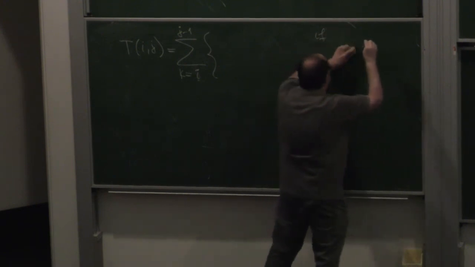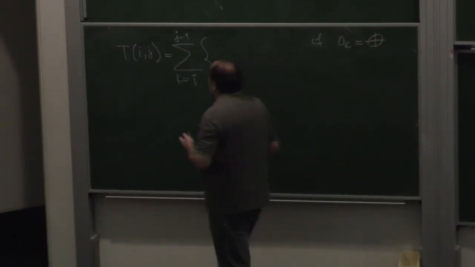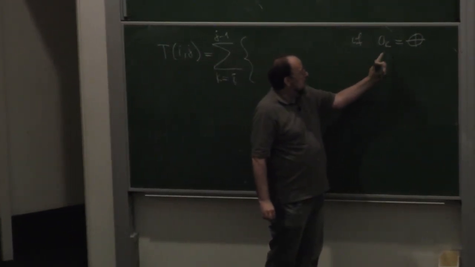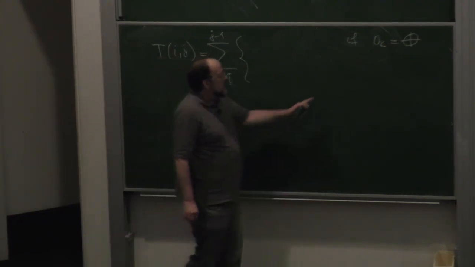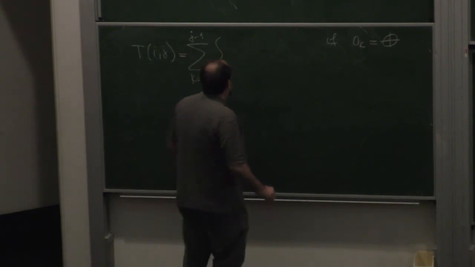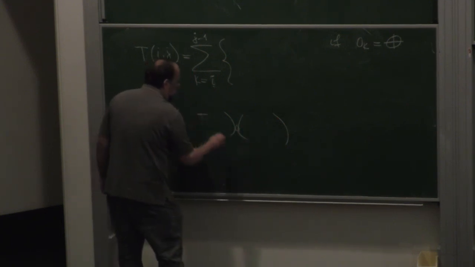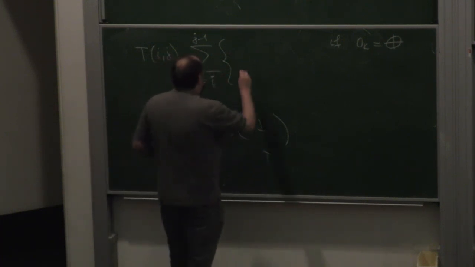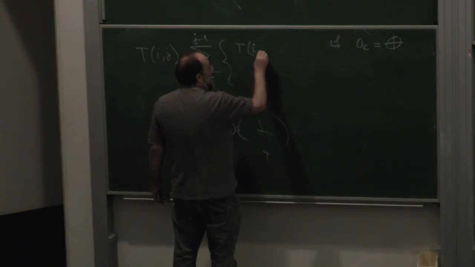If operation k is equal to XOR, how many ways can you make this true? Exactly. This is the kth operation. Either this is true and this is false, or this is false and this is true. So it will be T of I to K.